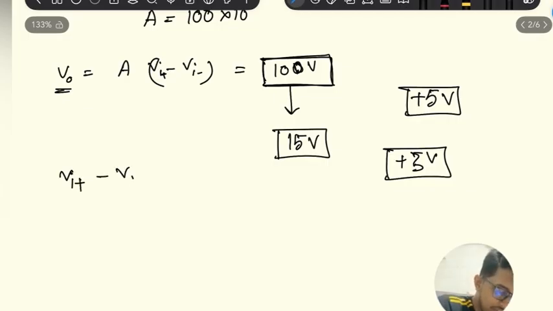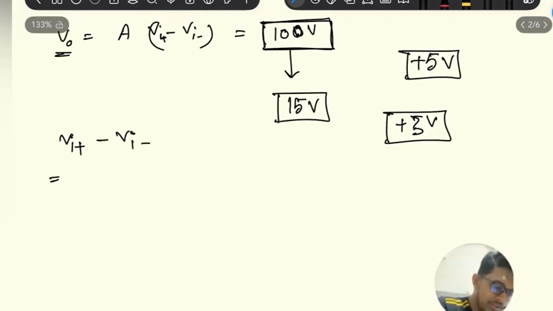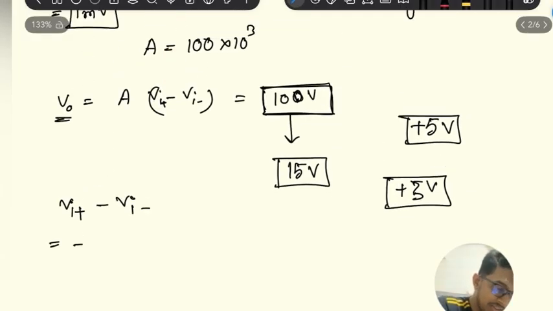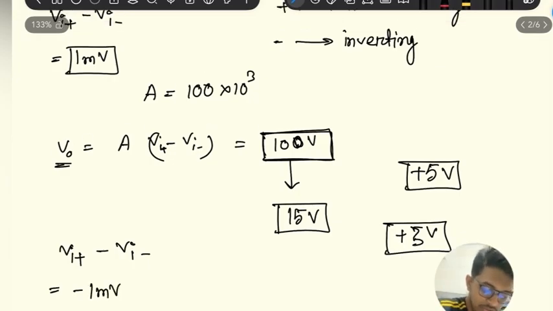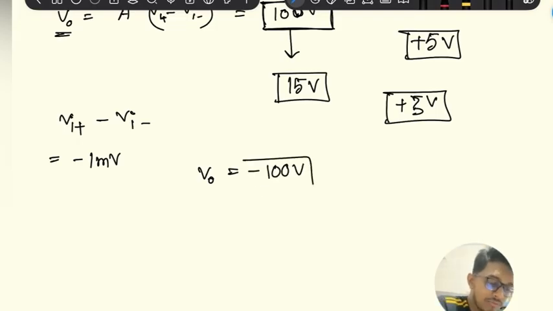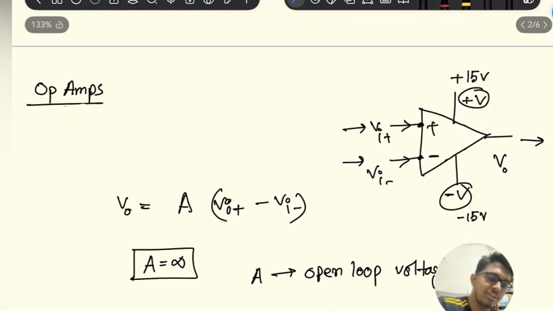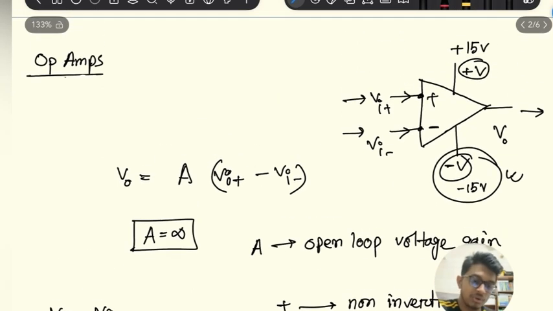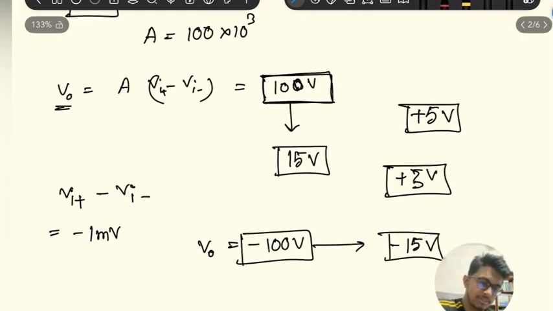If the difference between these two voltages is, let's say, minus 1 millivolt, then our output, if we calculate it, becomes 100 volt, but in practice we will get only minus 15 volt because we have given that much amount in the negative bias. So this is also a function of the bias voltages.